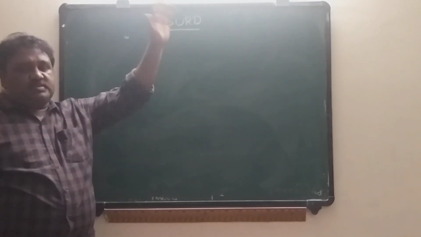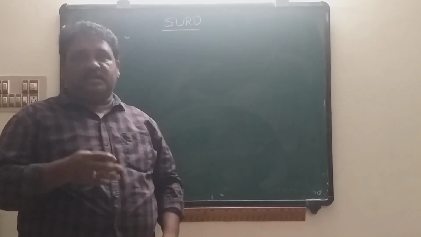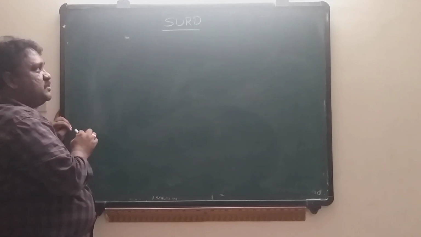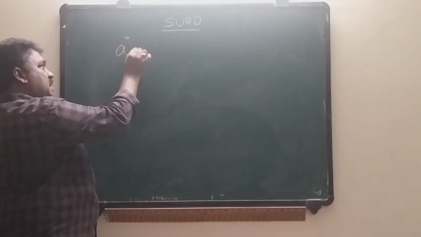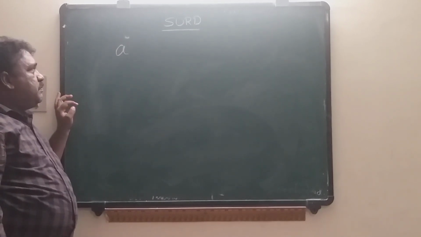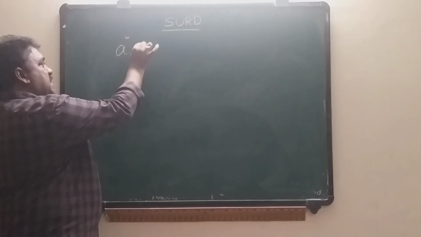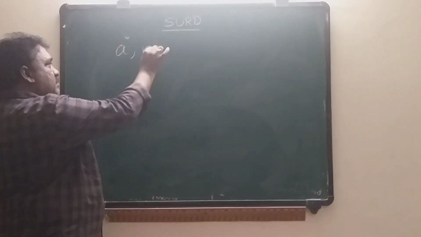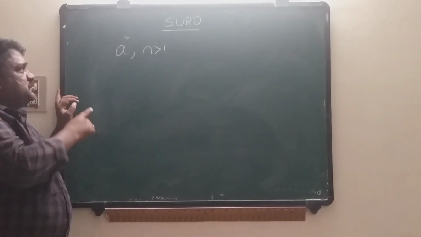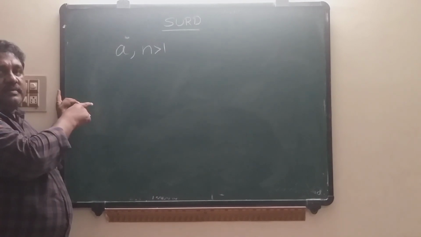What is the definition of surd? Define surd. Tell me the definition of surd. The definition of surd is: A is a positive rational number and N is a natural number greater than 1.